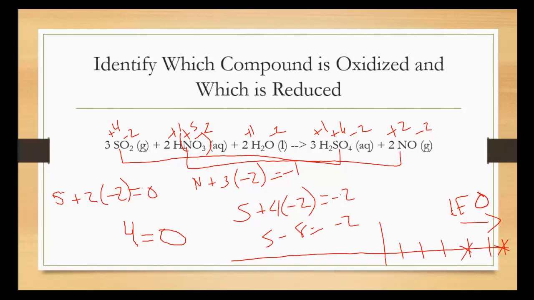Let's look at the nitrogen. We're starting off at 5, and we're moving to a +2. We're moving to the left. We're becoming more negative, meaning that we've gained electrons now. Gain electrons reduced. So that means the nitrogen is being reduced in this scenario.